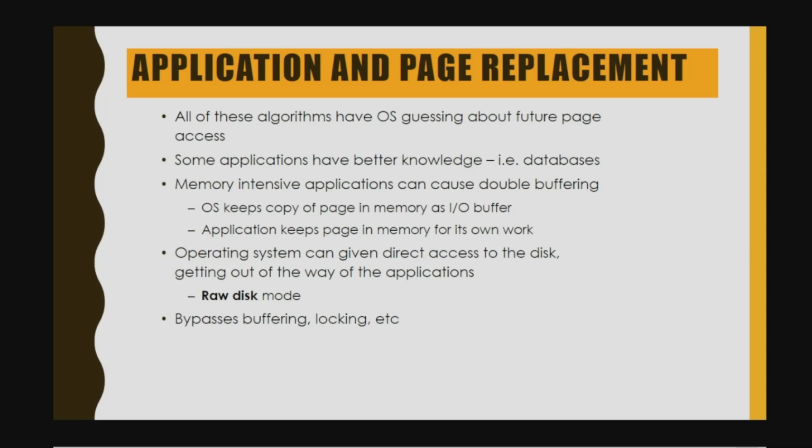Memory intensive applications can cause double buffering for your process, and the OS keeps a copy of the page in memory as input and output buffer. The application keeps pages in memory for its own work, and then the operating system can give direct access to the disk, getting out of the way of the application. So this one is raw disk mode. Okay, the mode is raw disk, and it bypasses buffering, locking, and so on.